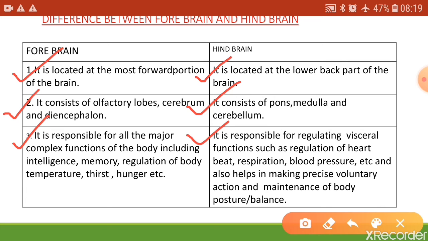Whereas the hindbrain is responsible for regulating the visceral function, that is functioning of internal organs that includes heartbeat, respiration, blood pressure. It also helps in making precise voluntary actions and is also responsible for maintenance of body posture or equilibrium.